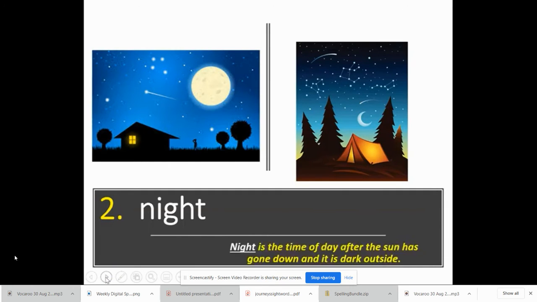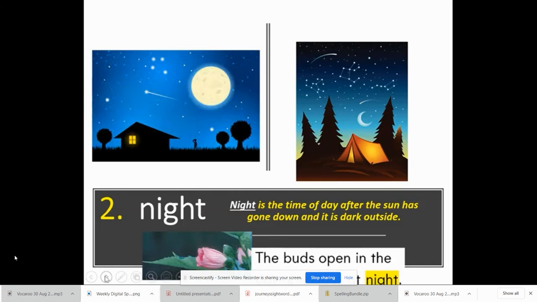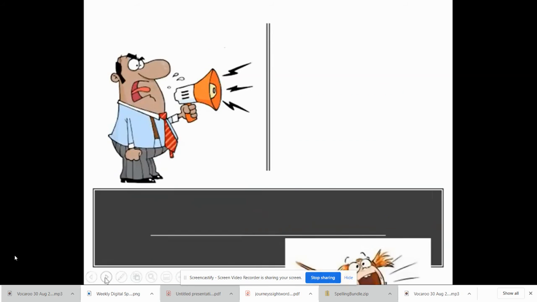Night. Night is the time of day after the sun has gone down and it is dark outside. The buds open in the day and close at night. How do I use this word? I can tell it's night when it begins to get dark. What can you do at night that you can't do in the day? Our vocabulary word is night. All right, let's look at the next one.